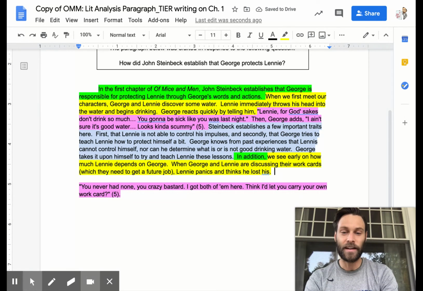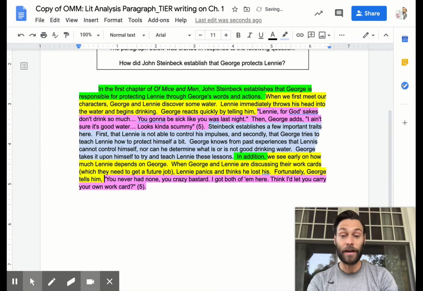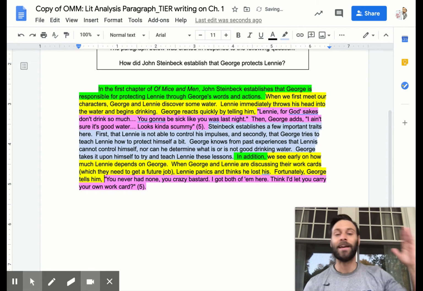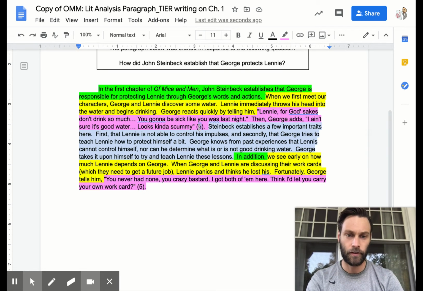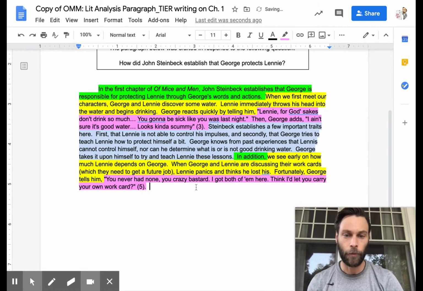Now I just need to establish that it's George talking. So I'll say, fortunately, George tells him, boom. So now I know who's talking. George tells him, "you never had none." Boom, we're off and running again here. Oops, just realized I've got a wrong page number there. There we go. All right, so this looks awesome.